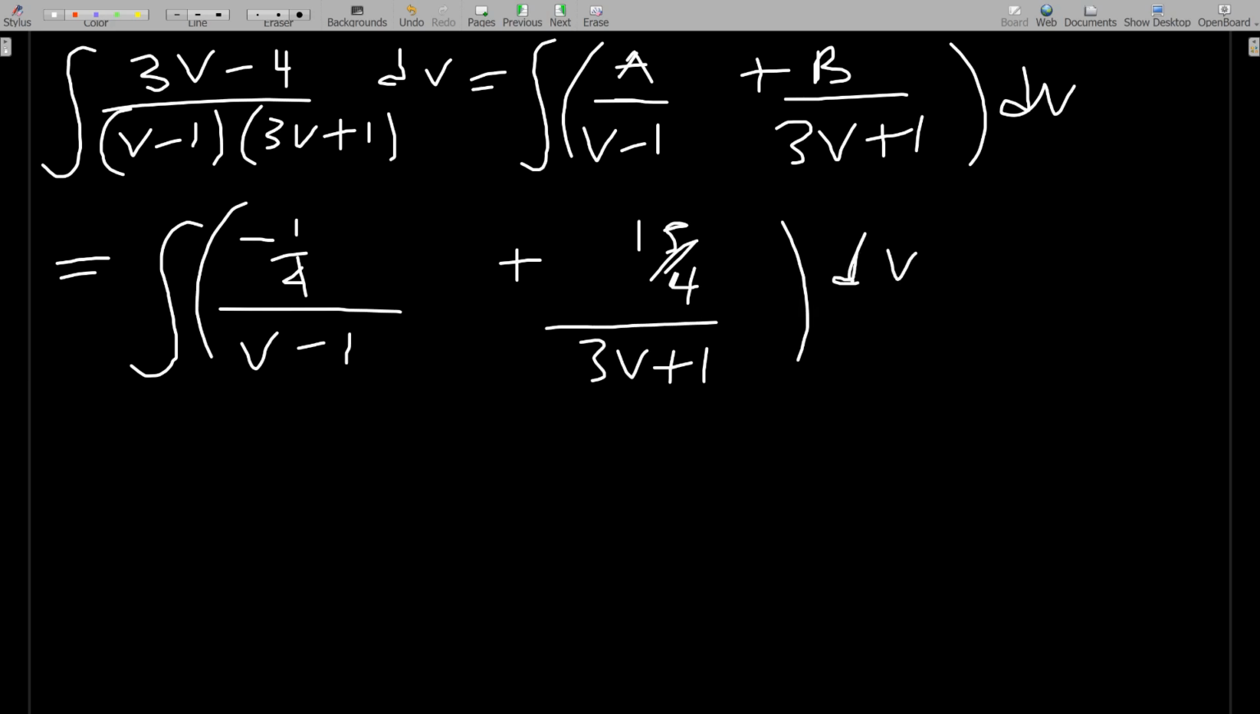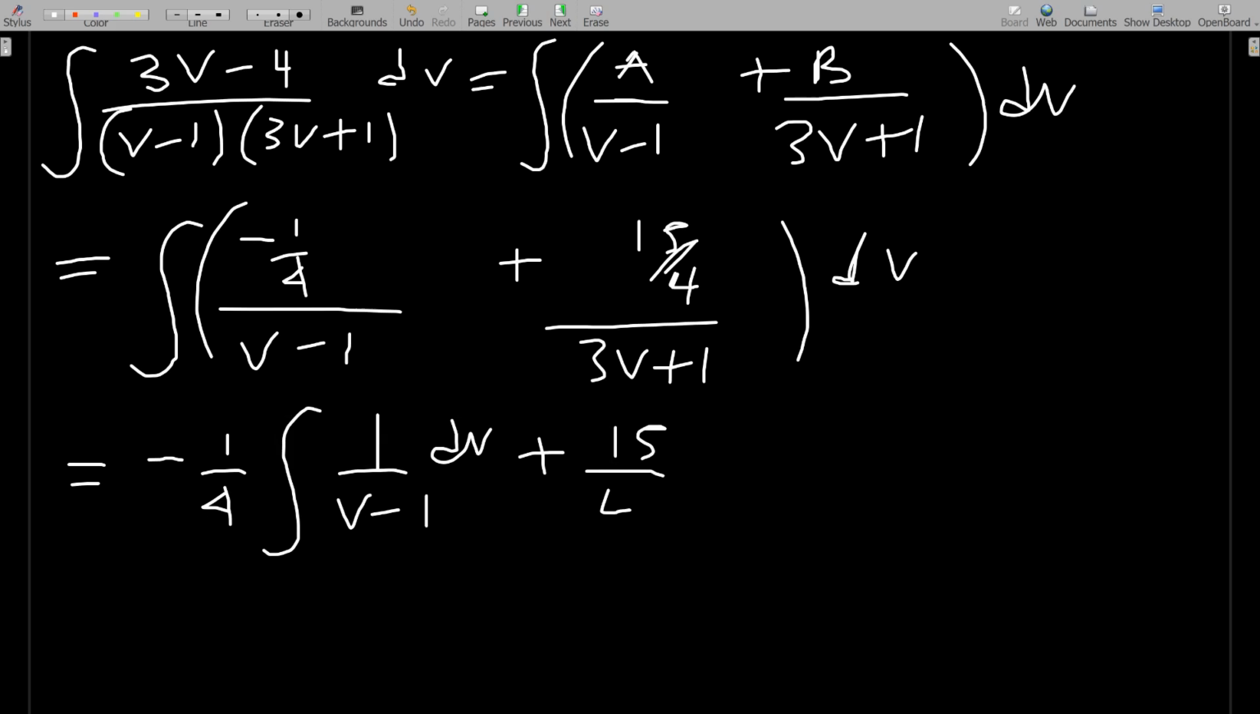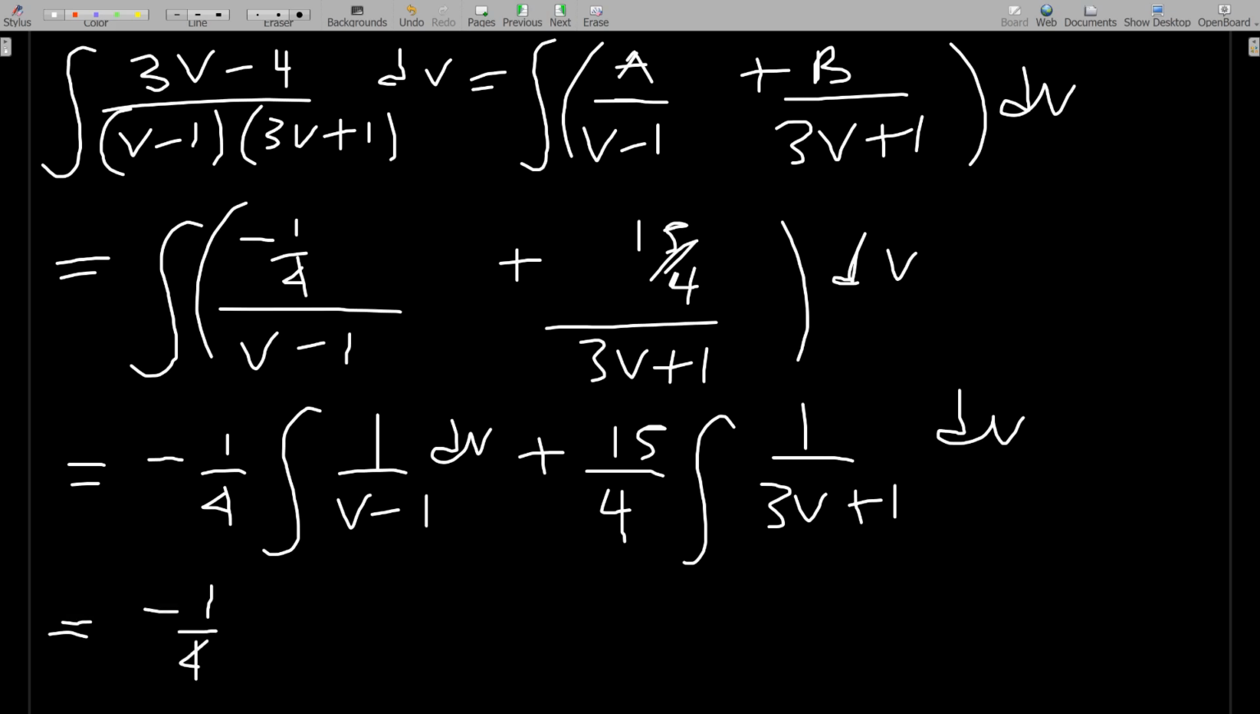Okay, and this is the same as saying putting negative 1 over 4 out. This is a constant, so I'm going to integrate them term-wise. So I have negative 1 over 4 out, integral of 1 over v minus 1 dv, then plus 15 over 4, integral of 1 over 3v plus 1 dv. So this is in effect the same as when you integrate this side. Okay, the first one, you get negative 1 over 4 ln of v minus 1.